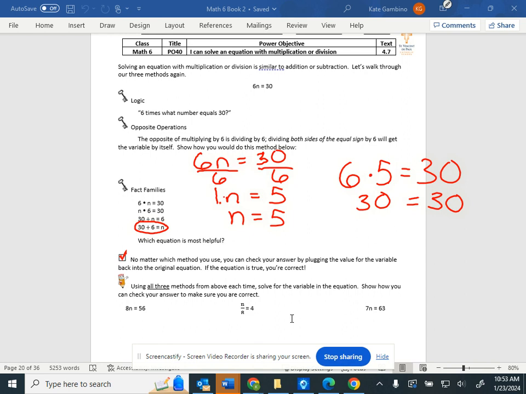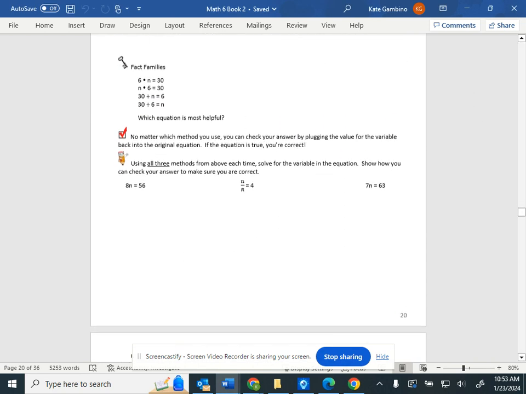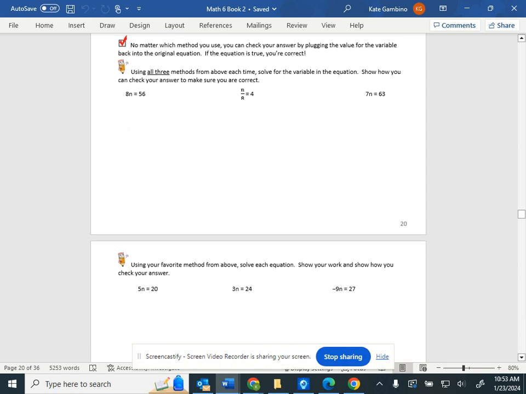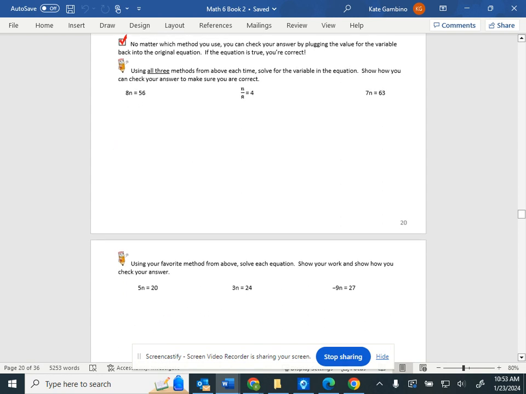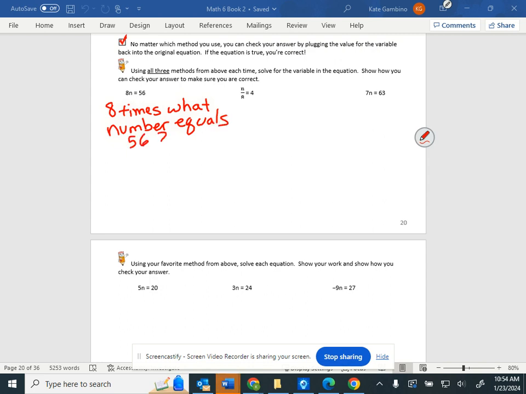So let's look at the bottom. We have to use all three methods from above, solve the variable in each equation. So using my logic, what would I write? Melanie. 8 times what number equals 56? Okay. So if I know my math facts, 8 times what is 56?